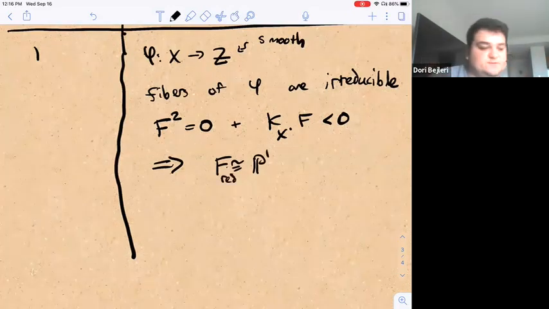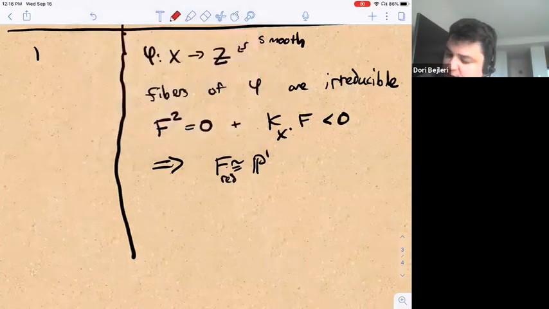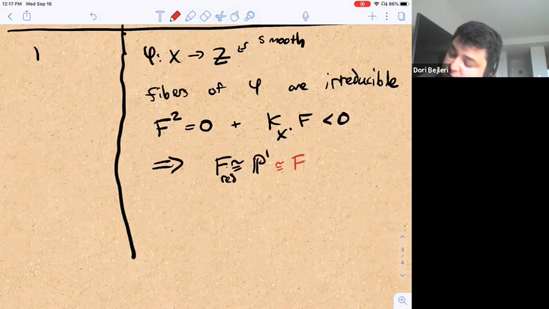So it's possible that you have some non-reduced fibers, and then maybe I'll leave it as an exercise that if you work a bit harder with these intersection numbers in the adjunction formula, that actually every fiber has to be reduced. So yeah, leave this as an exercise.